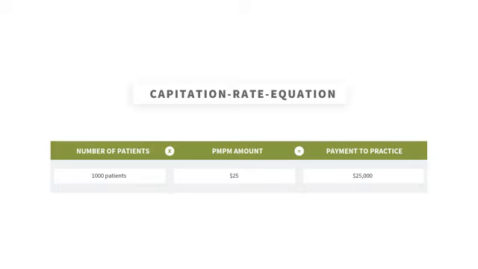Each month, say, the practice gets a payment equal to the number of patients in the assigned panel multiplied by the PMPM amount. So for example, if a practice has 1,000 patients in the panel and a PMPM of $25 for primary care services, then the physicians in the practice get paid $25,000 a month, and the practice is then expected to provide whatever of the included services the assigned patients require during that time period.